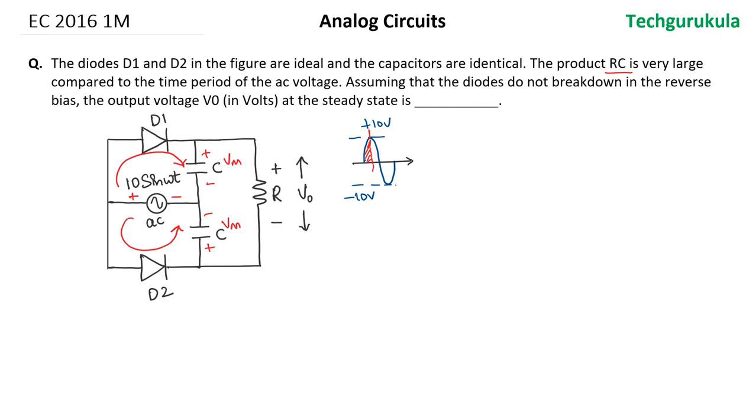In that case, the voltage at the output will be, with respect to reference, plus on this side, minus on this side. This is plus Vm plus this is minus Vm. Hence we have V0 is equal to Vm minus Vm, which will be 0 volts. So in steady state, the output voltage will be 0.